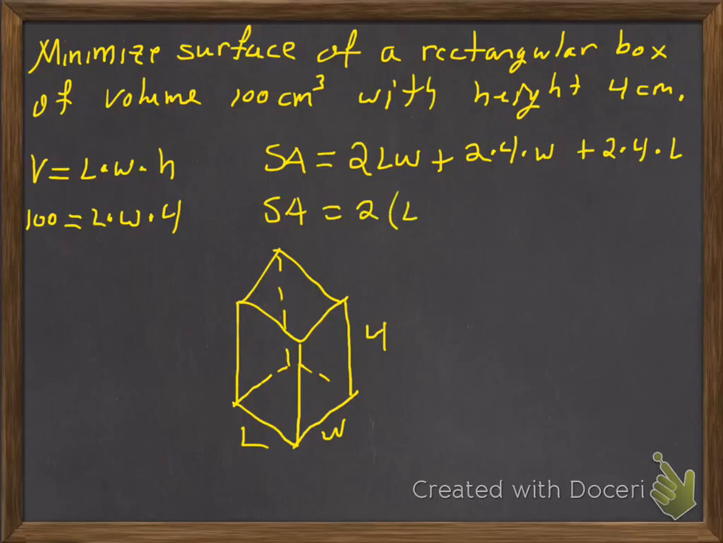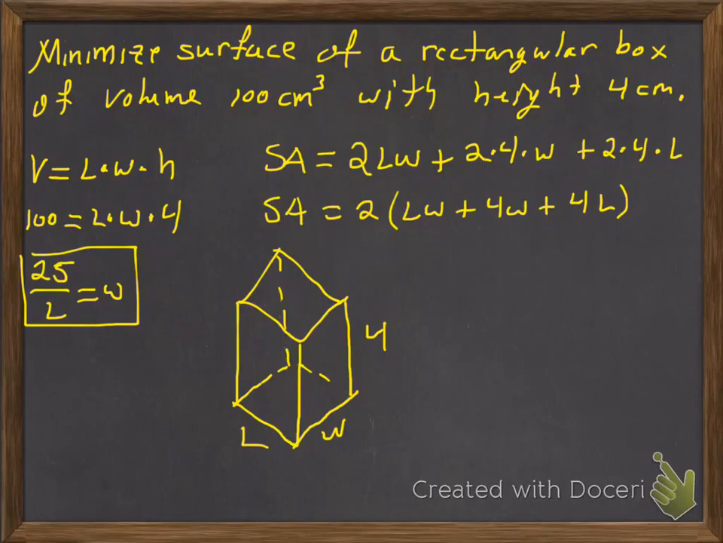Alright, so surface area. We can factor out a 2. And it's 2 length times W, 4 times W, 4 times L. Divide both sides by 4 in our secondary equation, and we have 25 over L is equal to W. It doesn't matter if I solve for L or W, I'm going to get the same answer here, so that'll be just fine. Okay, so our surface area is equal to 2, and then length times W is 25 over L, plus 4 times 25 over L, plus 4L.